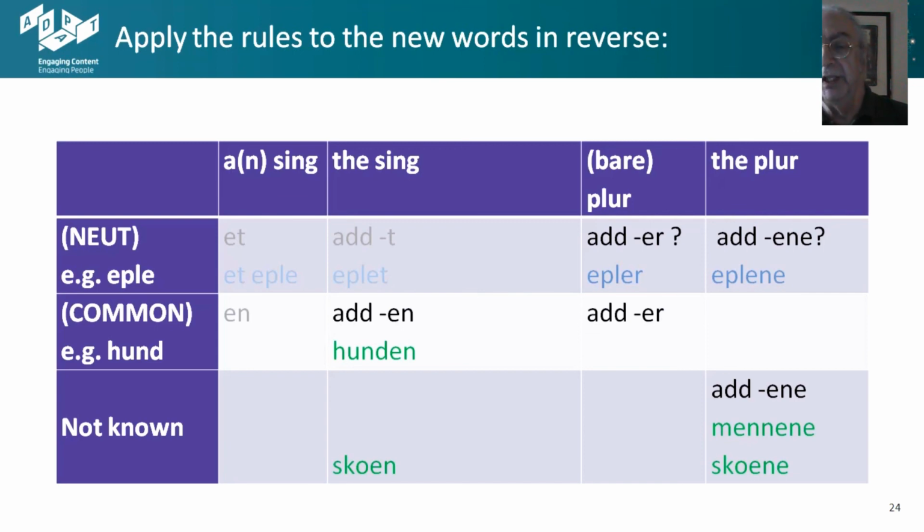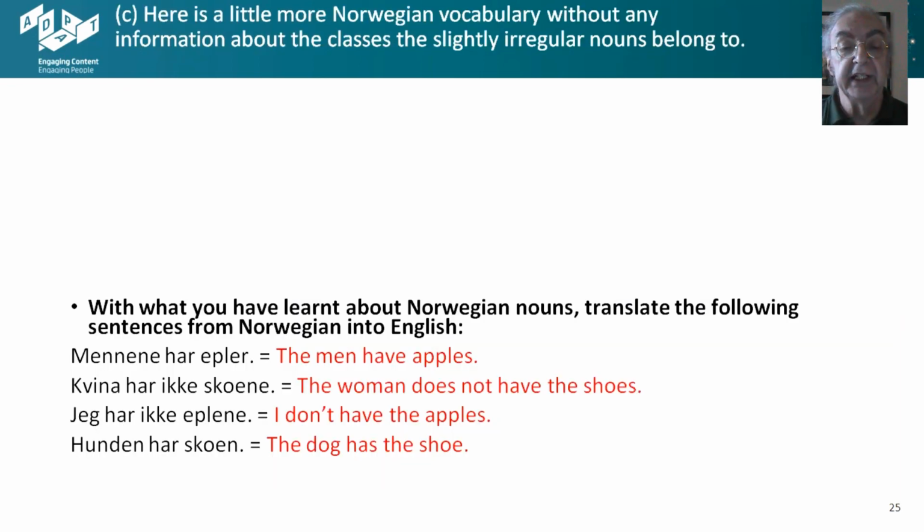So by applying the rules in reverse, we know that epler must be the bare plural, apples, and eplene must be the apples. In the case of hunden, we already know that hund is common, and we know that when you add an en to a common word, that gives you the singular, the dog. The other words, mennene, skoene, and skoen, are slightly trickier because we don't know which class they belong to. But all the evidence in this table suggests that when a word ends in en, it's singular definite, the shoe. And when a word ends in ene, it's definite plural, the men, the shoes. Man changes to men, so it's slightly irregular, actually a bit like the English, isn't it? Man, men. But that shouldn't worry us because we're not asked to explain that, just to recognise that the ene ending is definite plural.